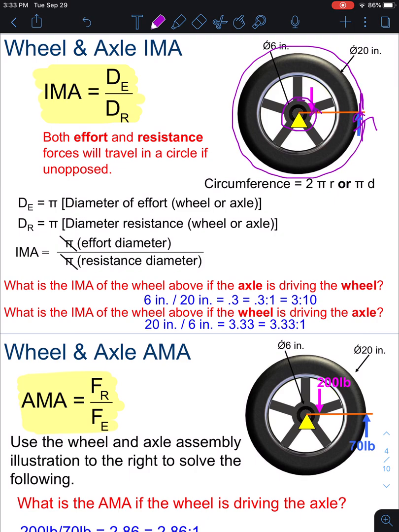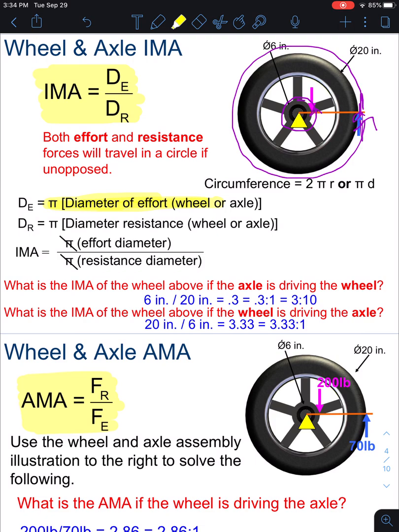So when we calculate the circumference, now I'm going to move down here. When we calculate the circumference of a wheel, we use this formula right here: pi times the diameter of, in this case, the wheel. Sometimes you could use the axle as your effort. You're turning on the smaller part in the middle, and then that turns the outer part. It's more common, probably, to use the wheel as your effort, and the axle then turns off the wheel.